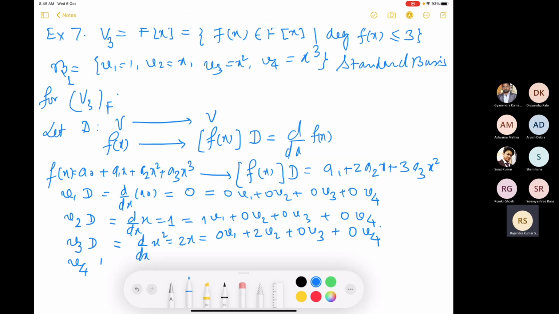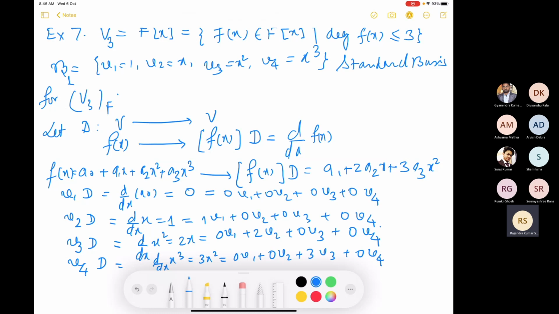And finally v4D is the derivative of x cubed. This is 3x squared, and x squared is v3, so 3v3. So this is 0v1 plus 0v2 plus 3v3 plus 0v4.